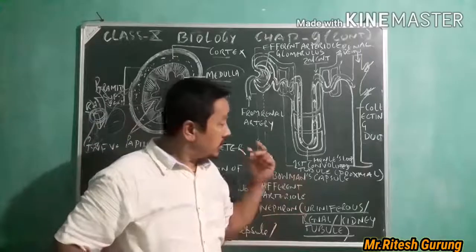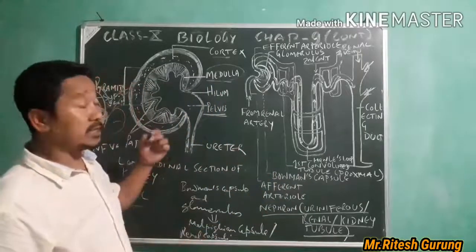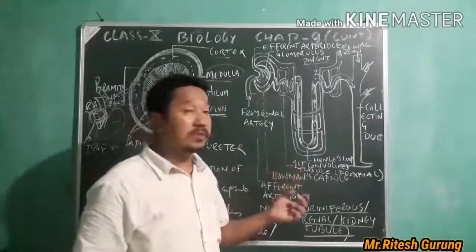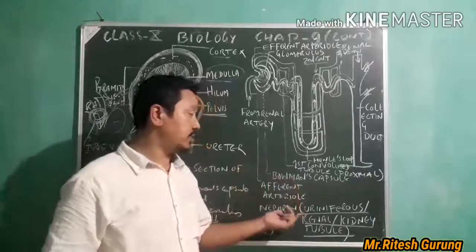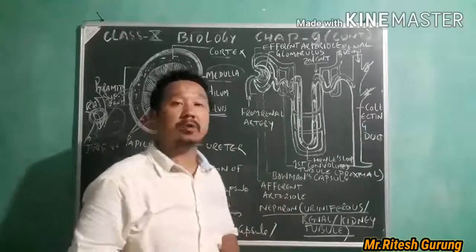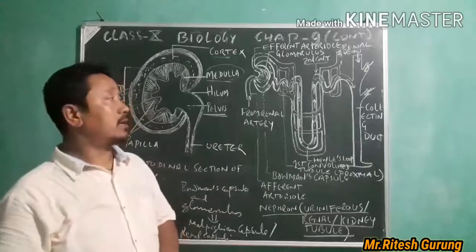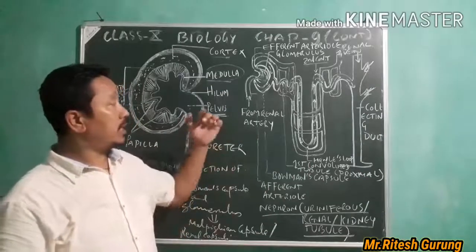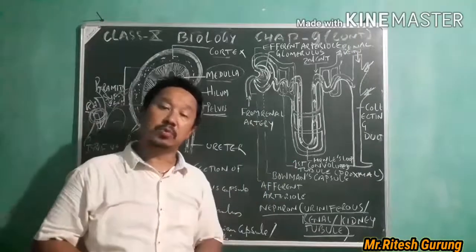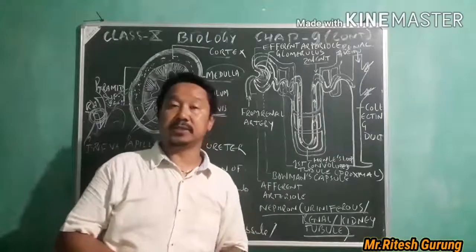So these are the internal parts of the kidney, and the internal structure of the unit of the kidney, that is the nephron, and even the way the blood flows, all we have discussed. So I hope you have understood. To understand it better, please refer to the diagram given in the book. So today we'll do only this much, and we'll continue in the next session. Thank you very much.